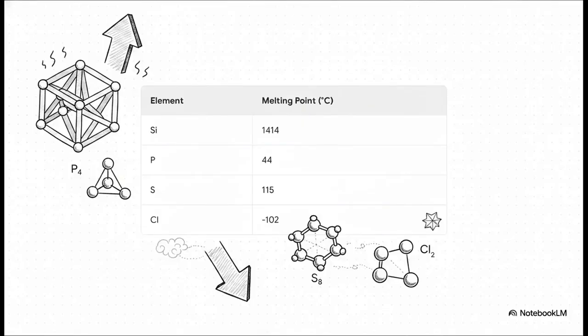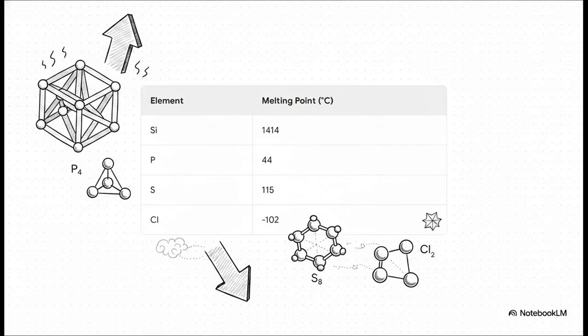I mean, just wow, look at this dramatic drop. We go from the giant covalent network of silicon to the simple molecules of phosphorus, sulfur, and chlorine. Silicon is sitting way up there at over 1400 degrees Celsius. It requires massive thermal energy to break those incredibly strong three-dimensional covalent bonds. But as soon as we cross over to phosphorus, sulfur, and chlorine, the melting points just absolutely plummet.